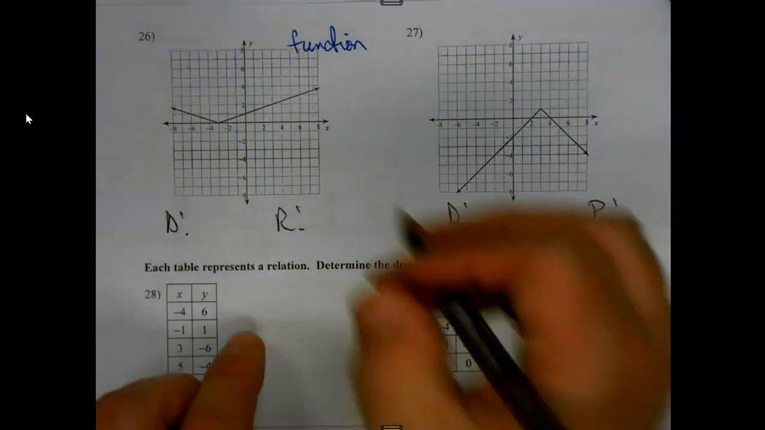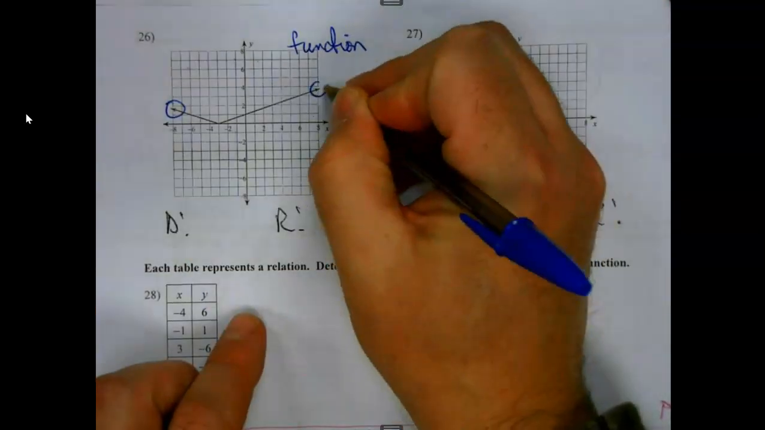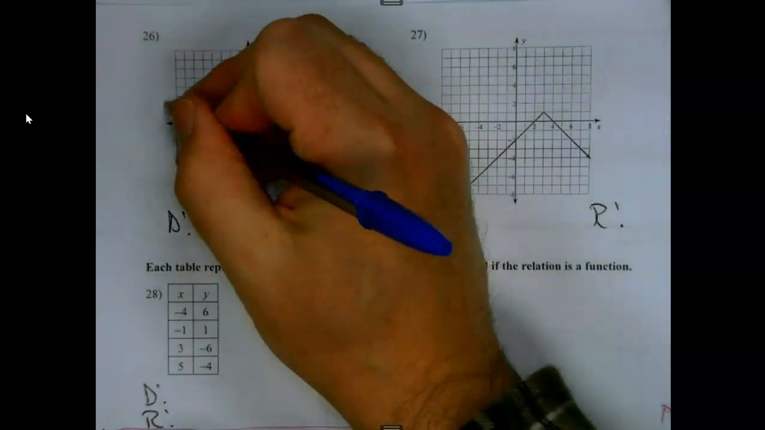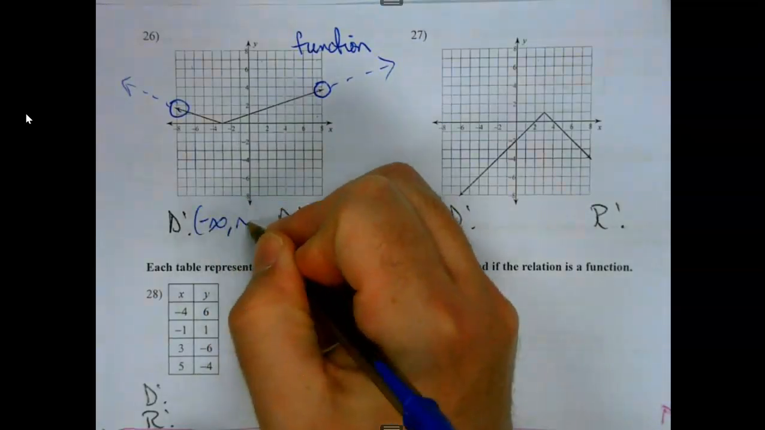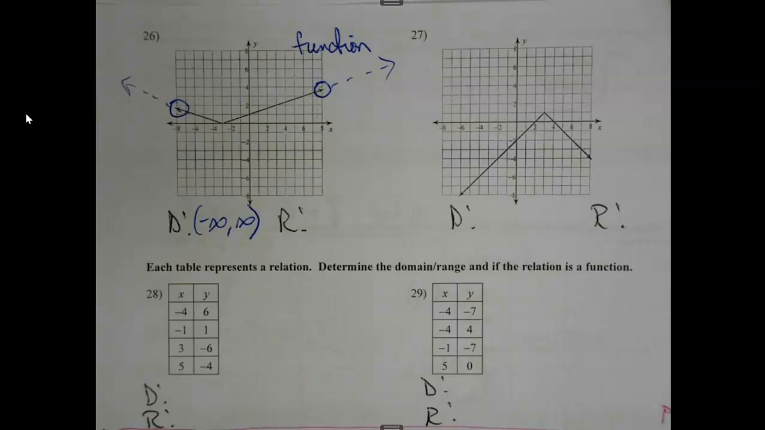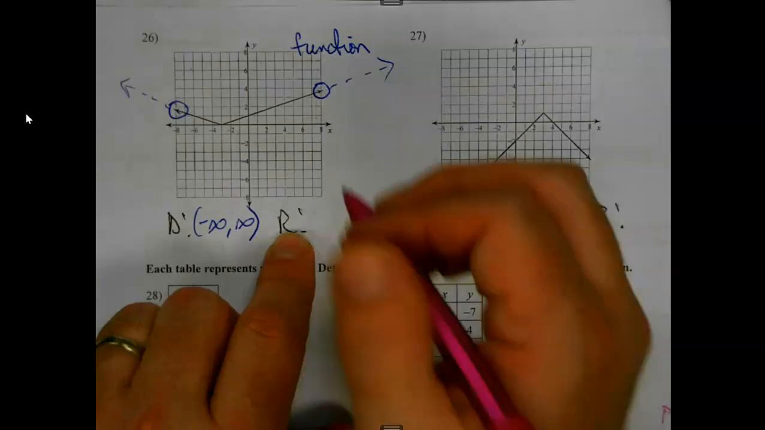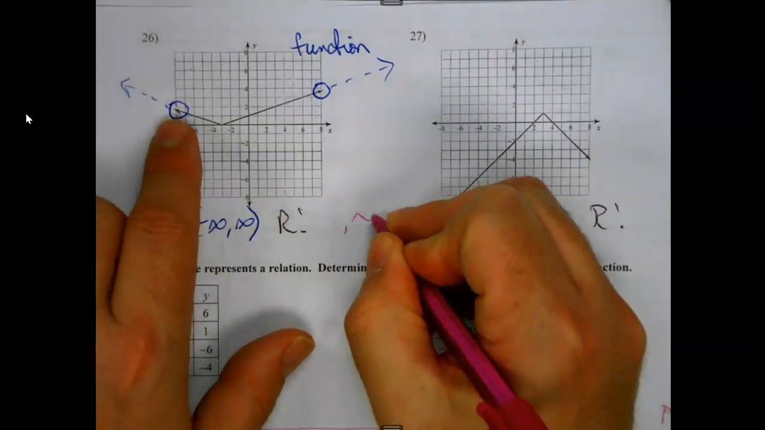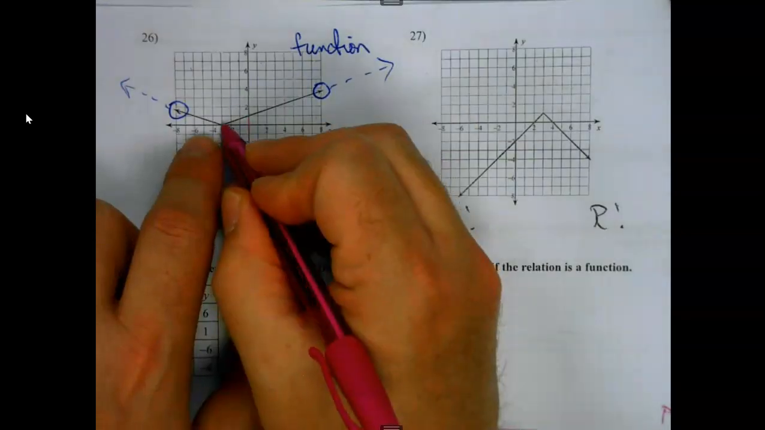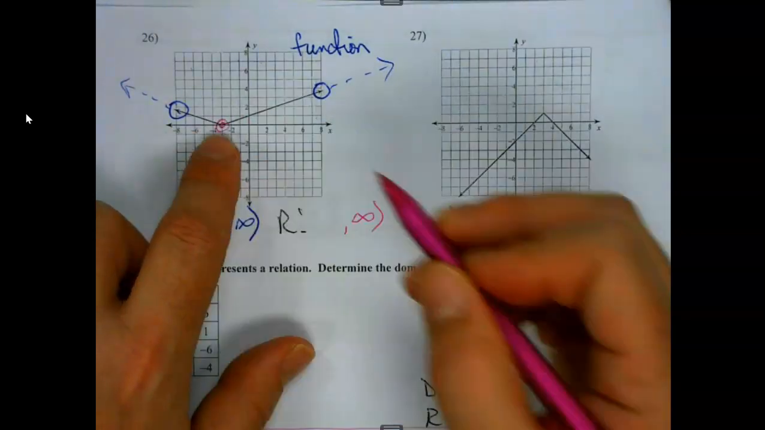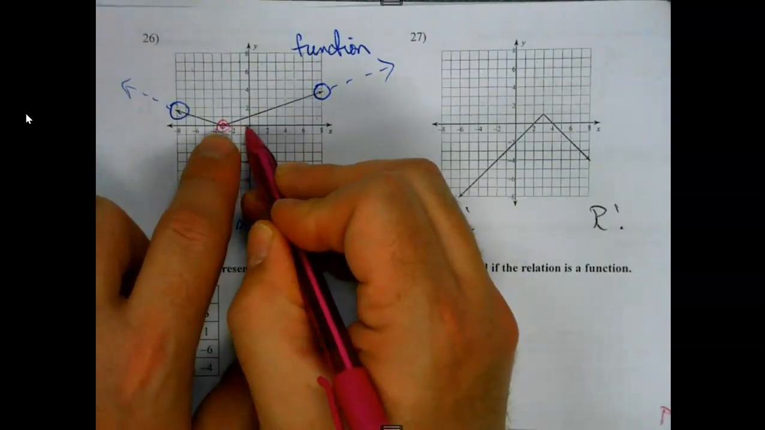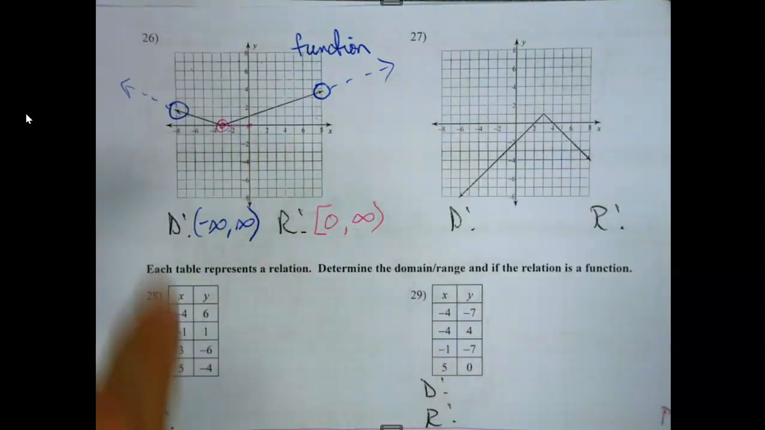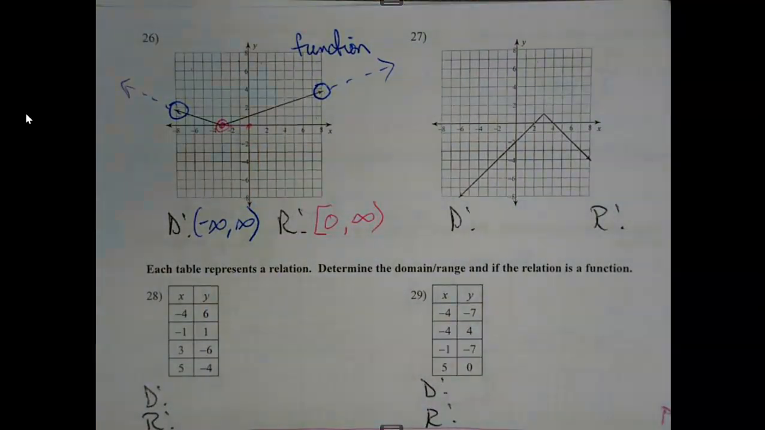Okay. Arrows both ways, to the left, to the right. Infinite domain. Range, it's going up forever. But there's my bottom right there. And it's not at -3. That's the x value. Follow it back to the axis. And get my range.